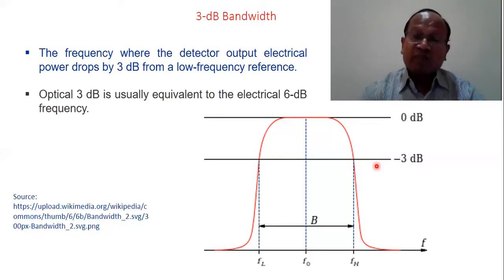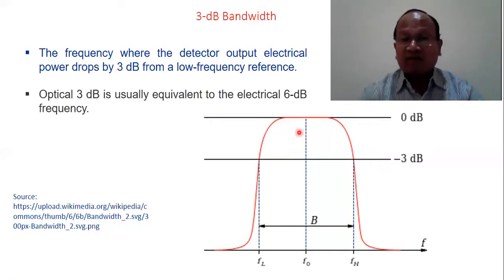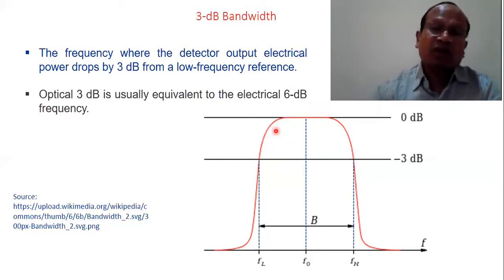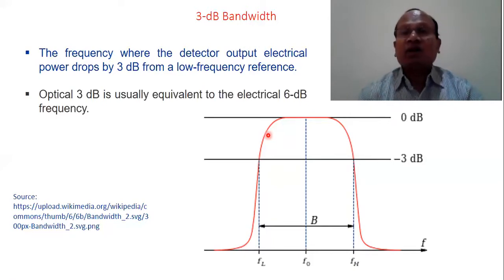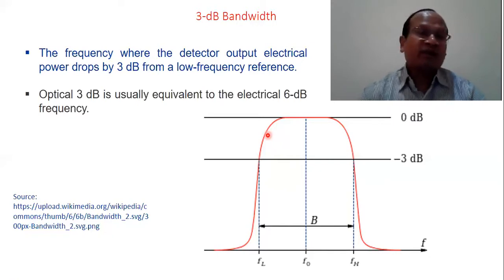Sometimes the same frequency is called the half power frequency, because the amplitude becomes 0.707, that is 1 upon square root 2 times. When you calculate power, we know that the power is proportional to the square of the instantaneous value, and therefore it will be 1 by 2 of the maximum power. So sometimes we call the same thing the half power bandwidth or half power frequency.